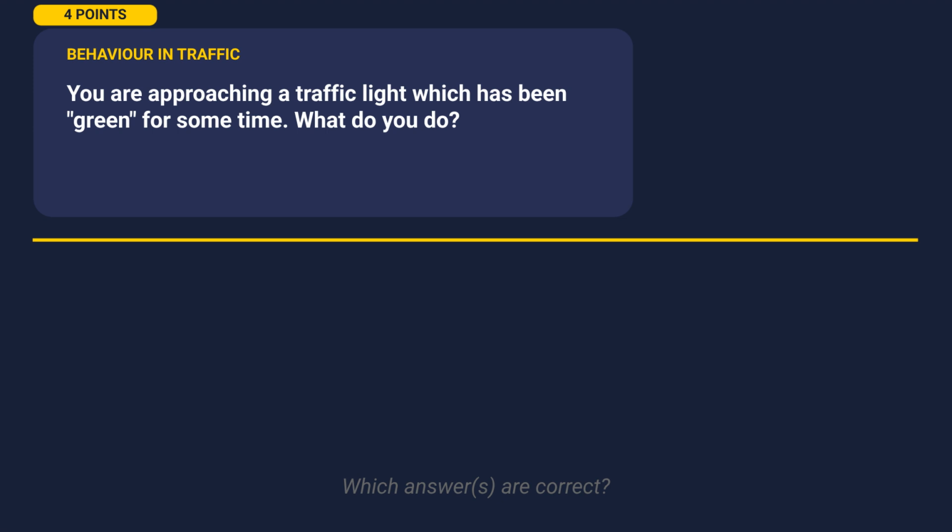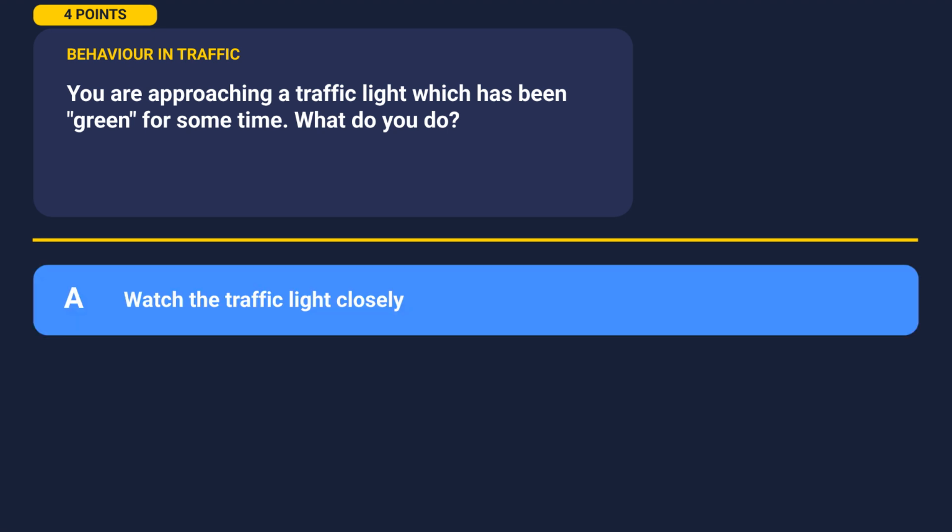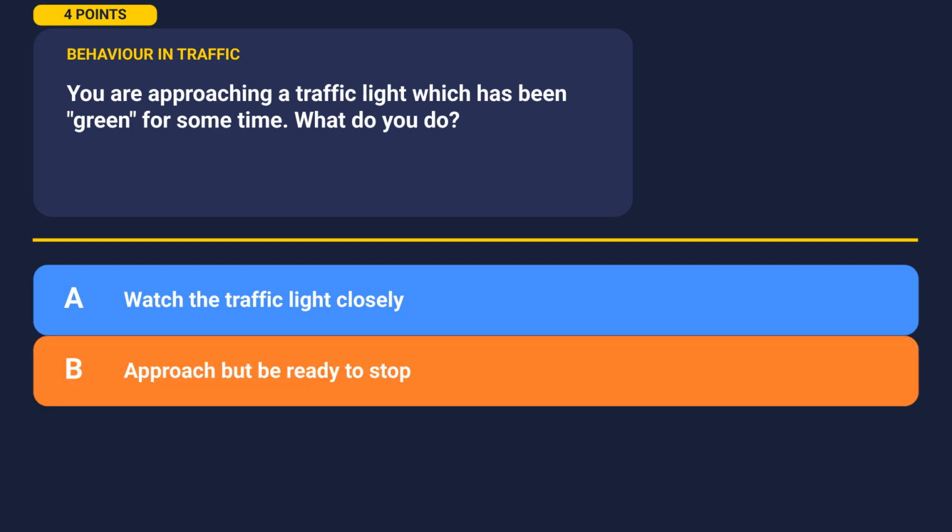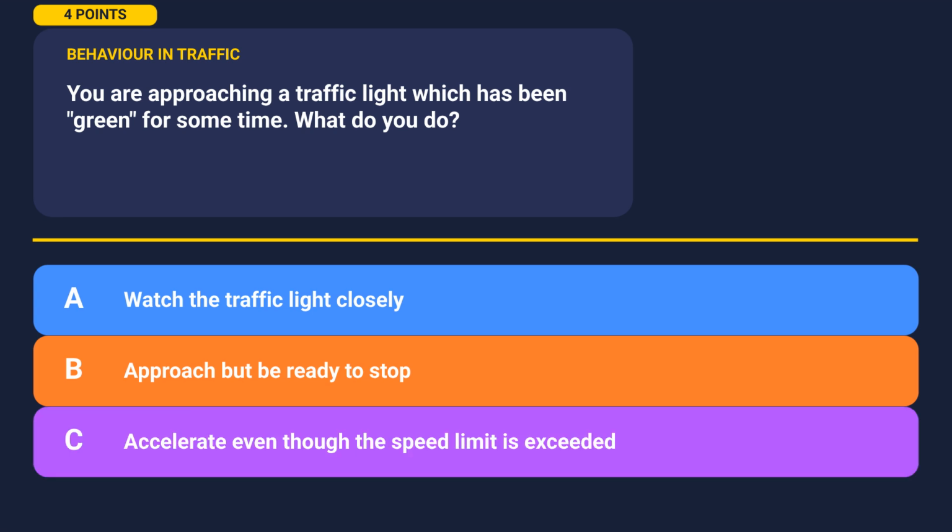Moving right along, you are approaching a traffic light which has been green for some time. What do you do? Take a moment to look at the options. Option A: watch the traffic light closely. Option B: approach but be ready to stop. Option C: accelerate even though the speed limit is exceeded. Pause the video and take a moment to decide. When you're ready, let's move on.